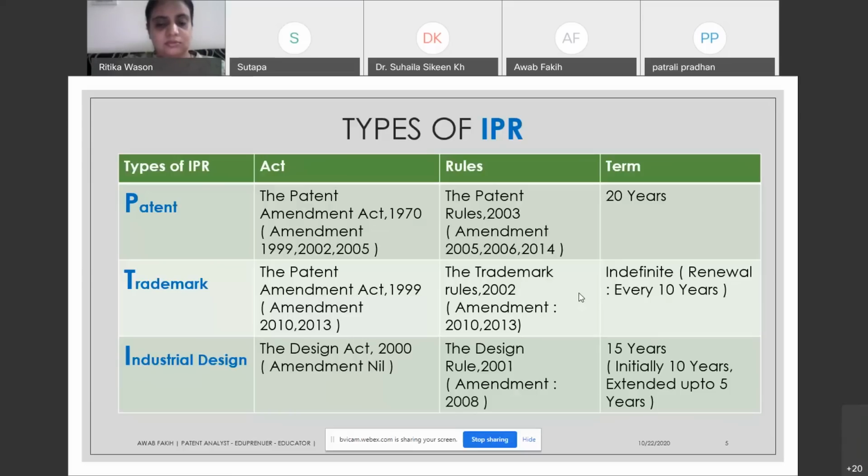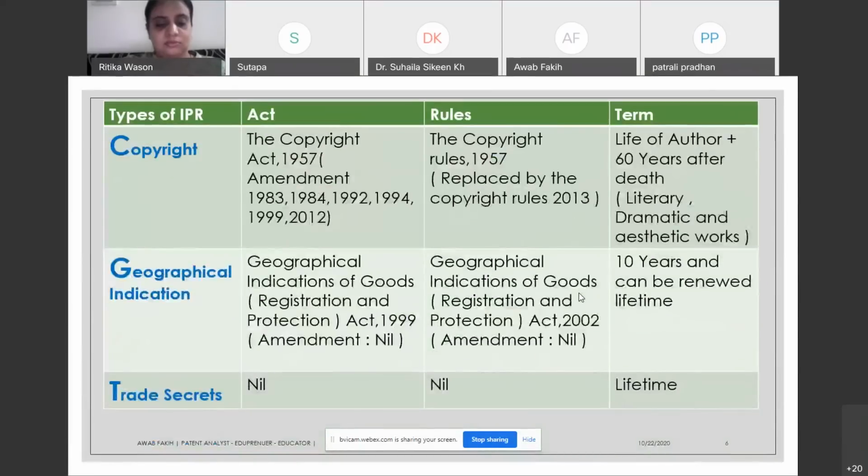Let's go for the other three, my dear friends. Next is your copyright. For the copyright, the term for protection is the life of the author plus 60 years after his death. So that's a huge, huge period you get for the copyright, my dear friends. The next category is your geographical indication. For geographical indication, the term for protection is 10 years, and again it can be renewed after every 10 years for an indefinite period.